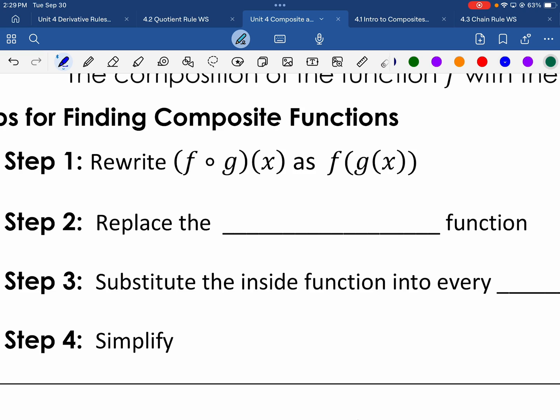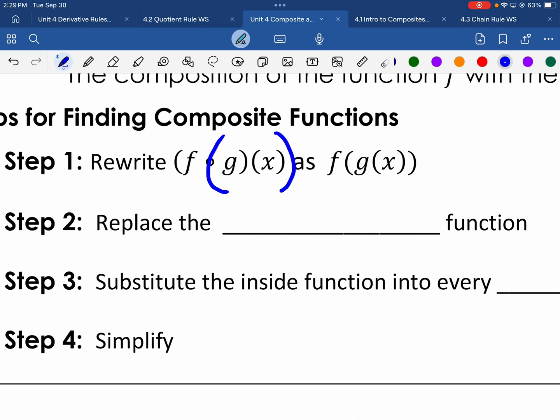And the best way to do that is instead of having your open circle, we're going to throw up a parentheses around whatever that second letter is. So instead of the open circle, just put it in parentheses. And then you can clearly see that my inside function is g, and my outside function is f. See what I'm talking about?